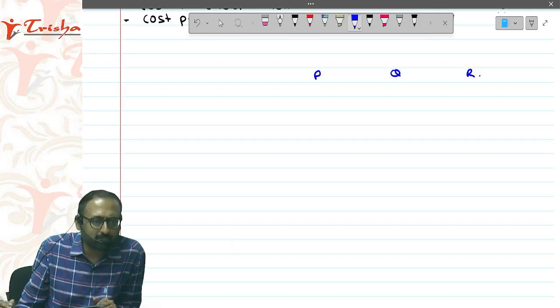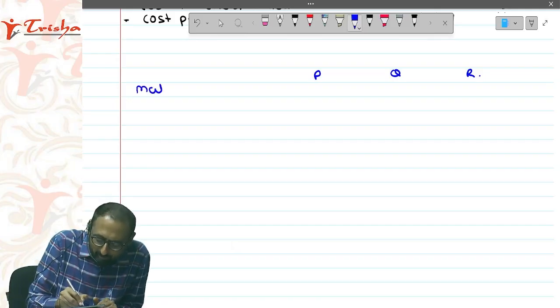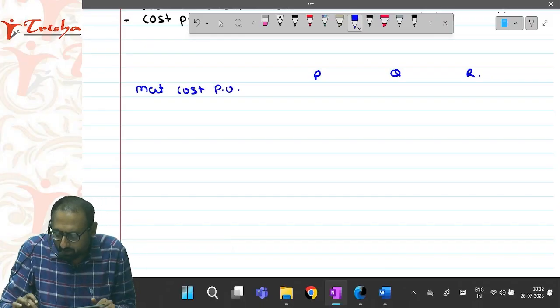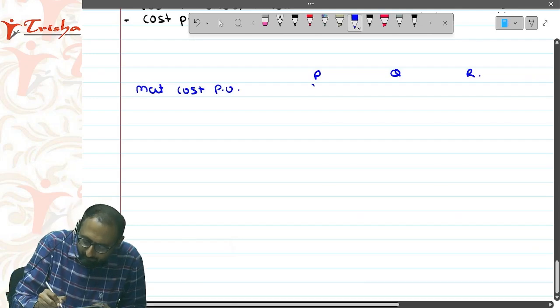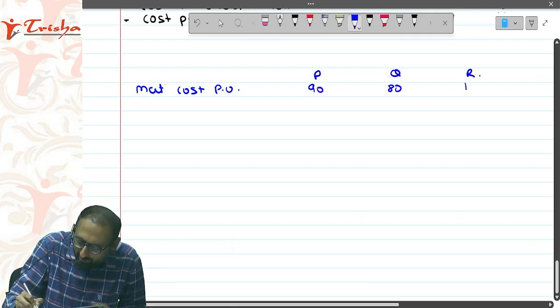Okay, sir. Concentrate and tell me. How much is your material cost per unit? It is already given in the question. Read it carefully and tell me. How much is the material cost per unit, Sirji? Is it 90, 80, 120? 90 rupees, 80 rupees and 120.